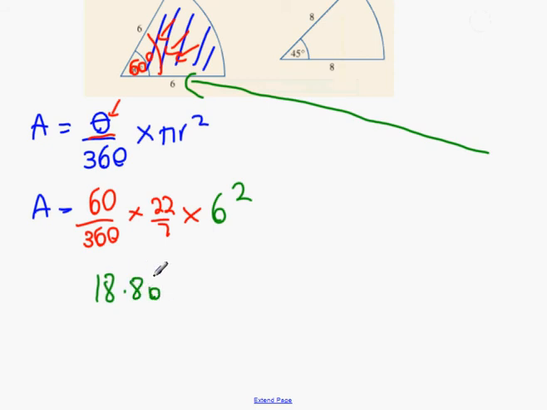Some of you guys are rounding off your decimals wrong. Some of you put down 18.8, even though it's closer to 18.9. That's why you might have lost marks.